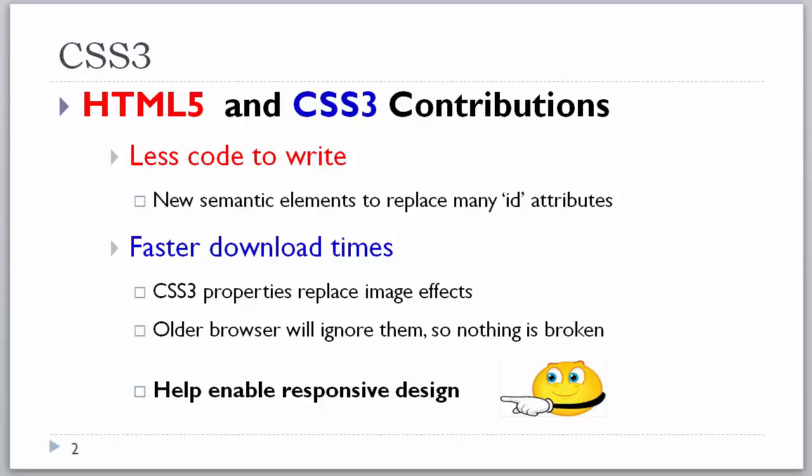Last week we talked about HTML5 and CSS with respect to the contributions they have made to enabling responsive design. We looked at the new HTML5 elements giving us semantic replacements so that we have less code to write, and we talked about CSS3 enabling faster download times. So we will see today how some of the newer CSS3 properties allow us to replace traditional image effects.